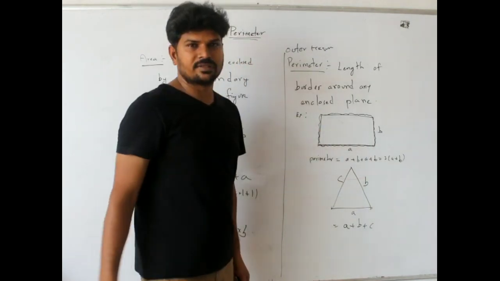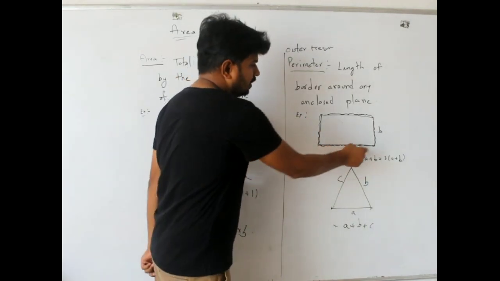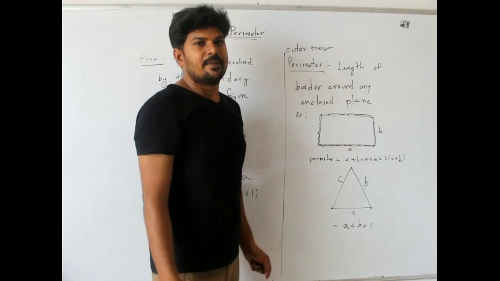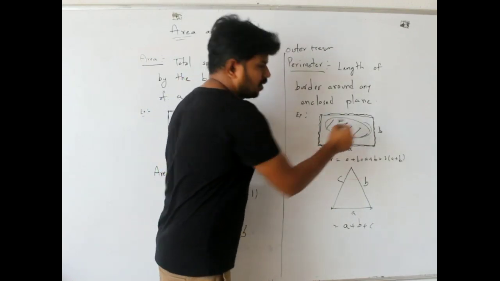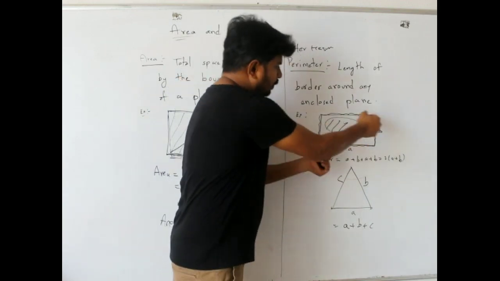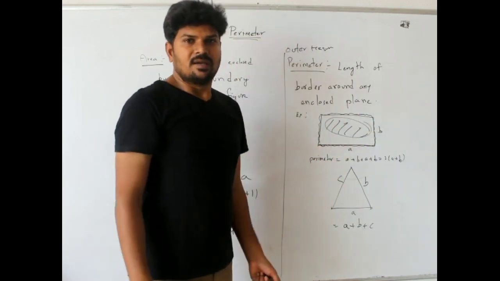This is called the outer surface. And the length of the border, only this border, is called the perimeter. If something is included here, this space is called area, and this outer length is called the perimeter.